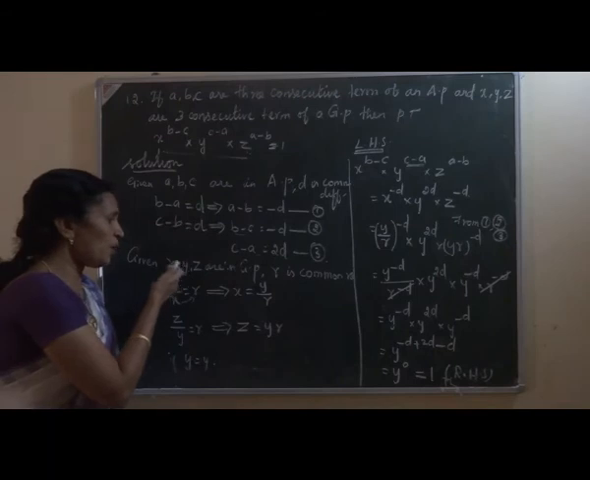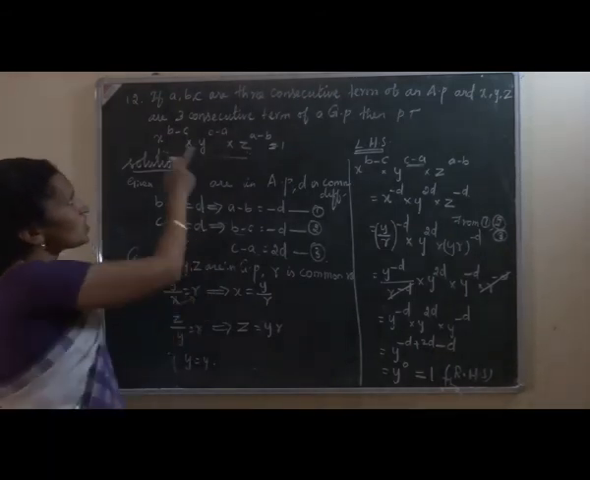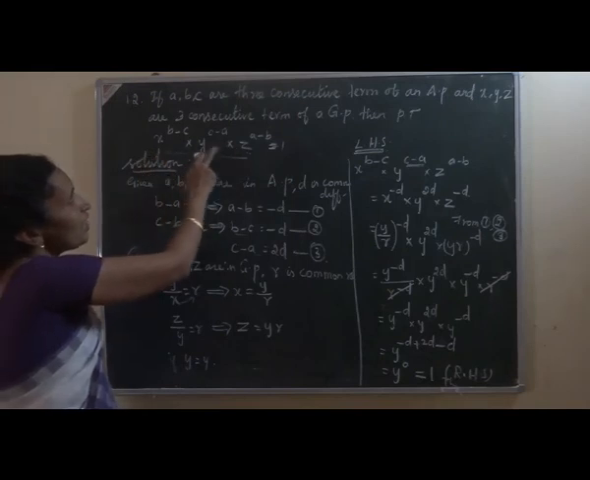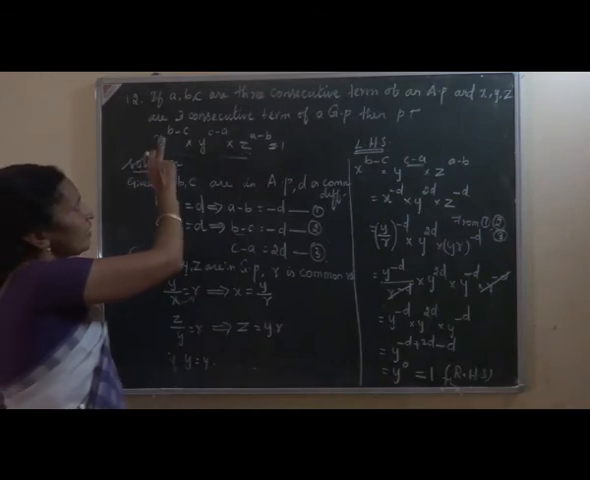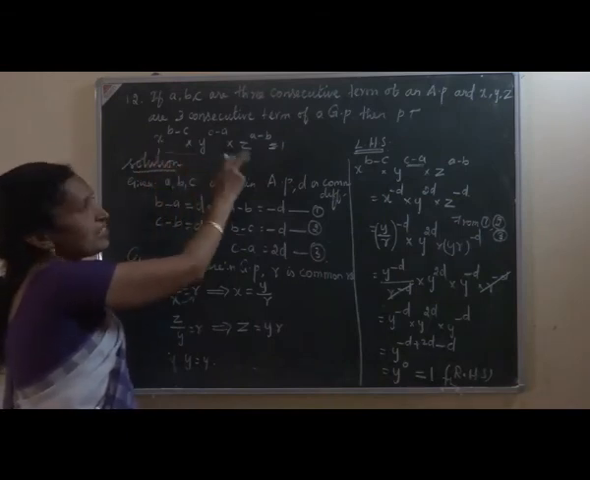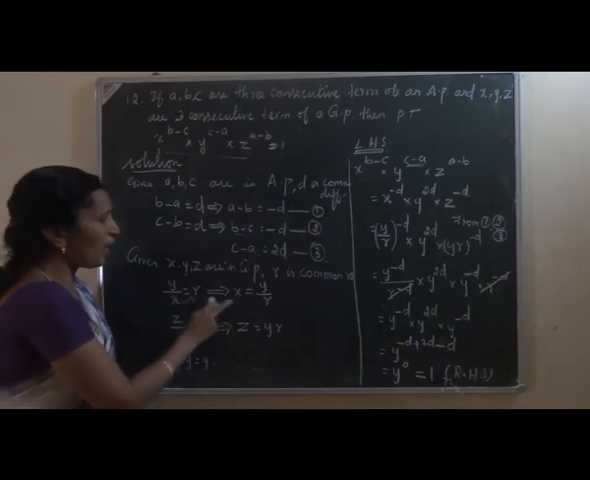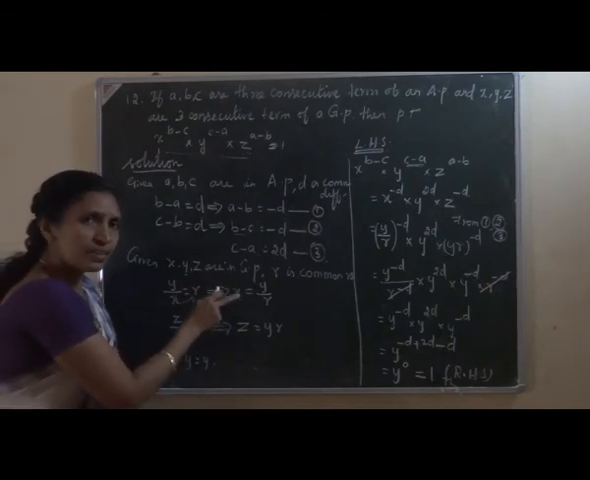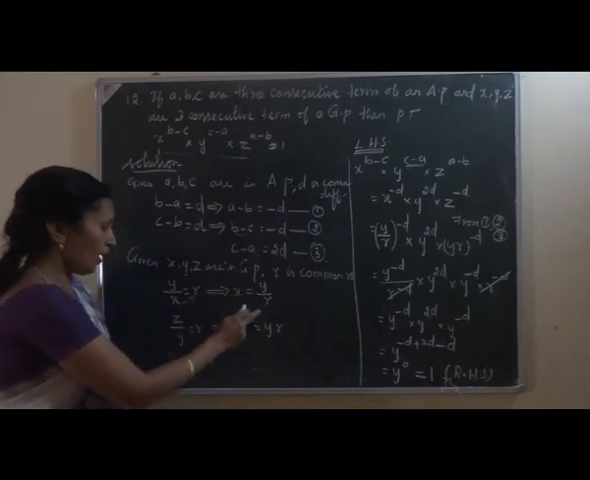Second term y by x equal to the common ratio r. In the question we have x, y, z. So you have to find the value of x and y and z. Using y by x equal to r, we found the value of x. So x equal to y by r.